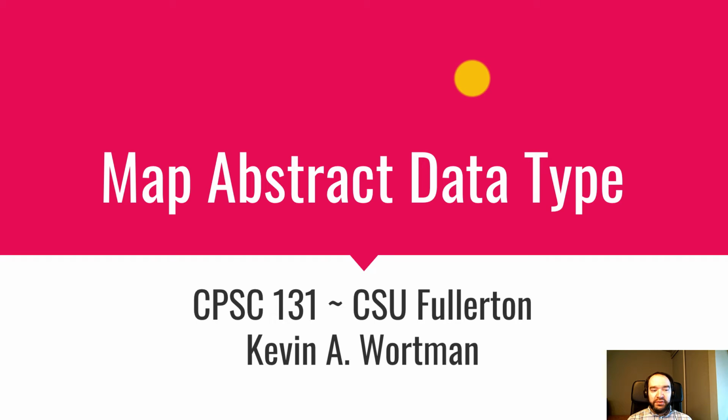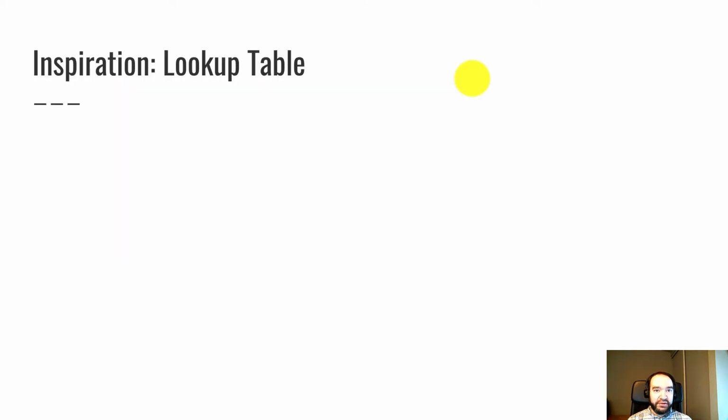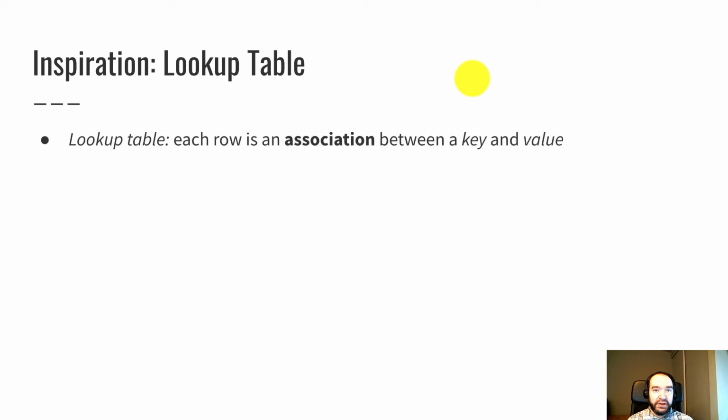Hi guys, this video introduces the map abstract data type. This is an abstract data type that we'll look at in a few ways with a bunch of different data structures, the association list, and a few kinds of binary trees. The inspiration for a map is some kind of a lookup table from real life applications.